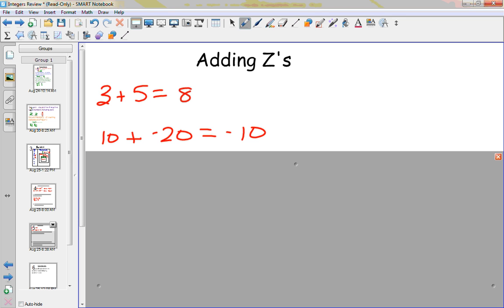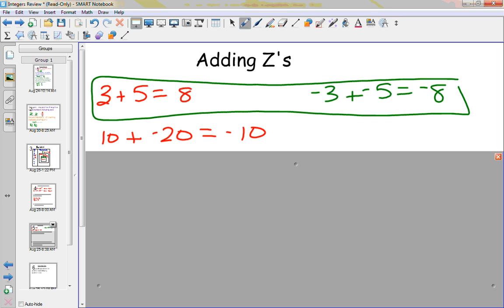If the signs are the same, see, positive 3 and positive 5, that gave me positive 8. What about this? Negative 3 and negative 5. I owe Johnny $3. I owe Susie $5. How much money do I owe total? The total that I owe is going to be negative 8. These two rules are the same. What did I do? If the signs are the same, what did I do to the numbers?